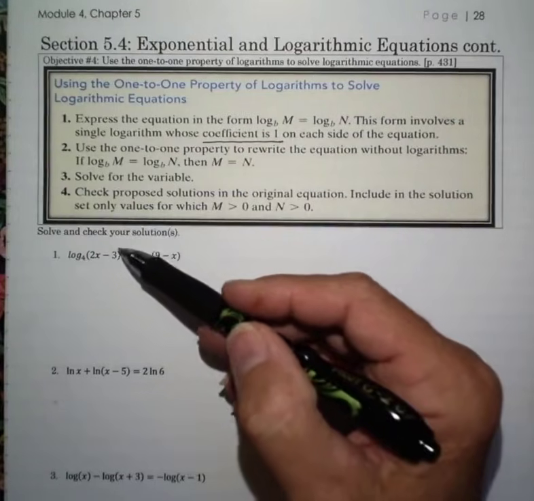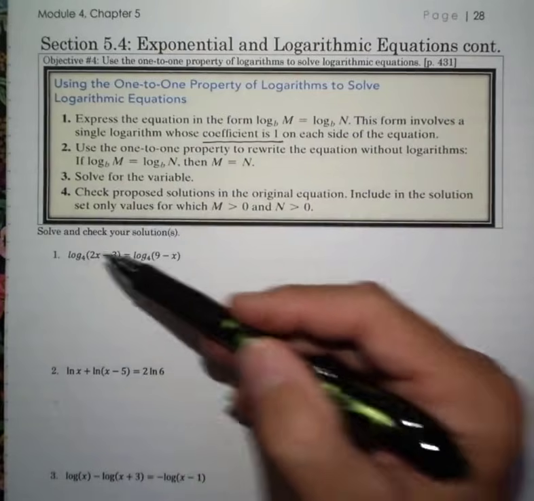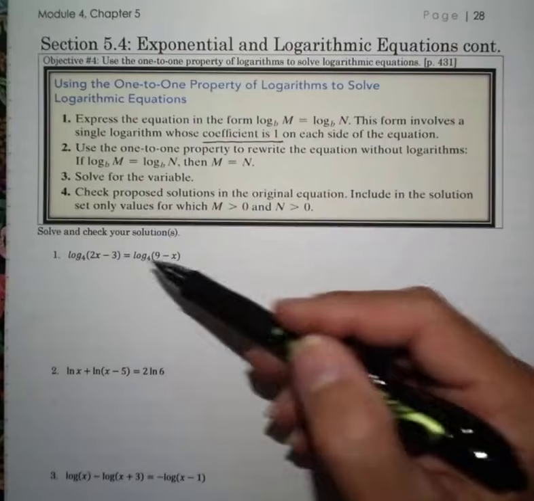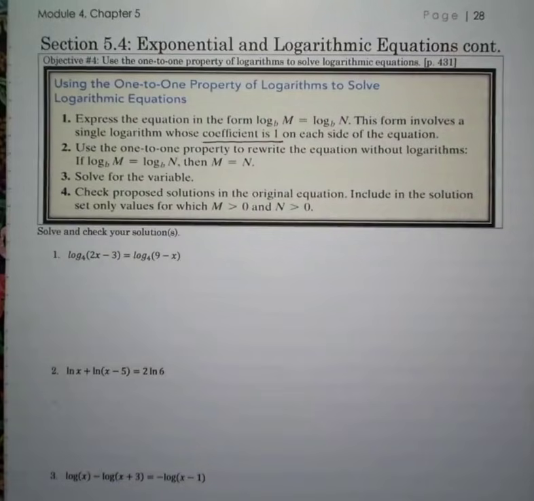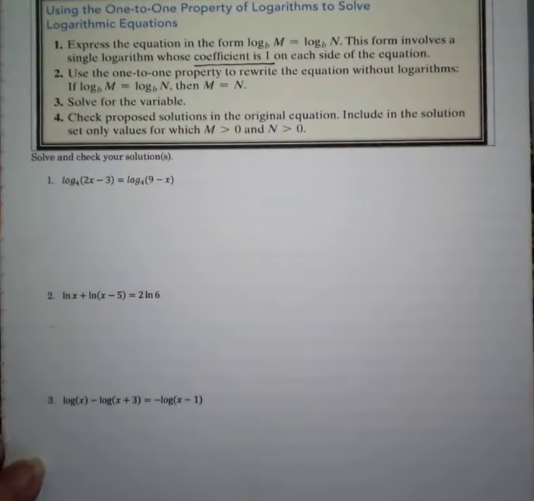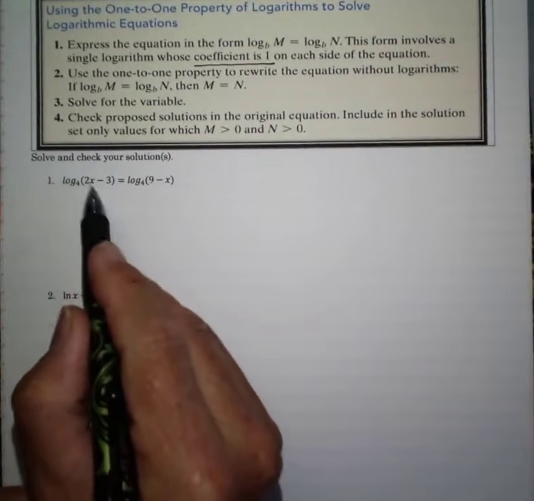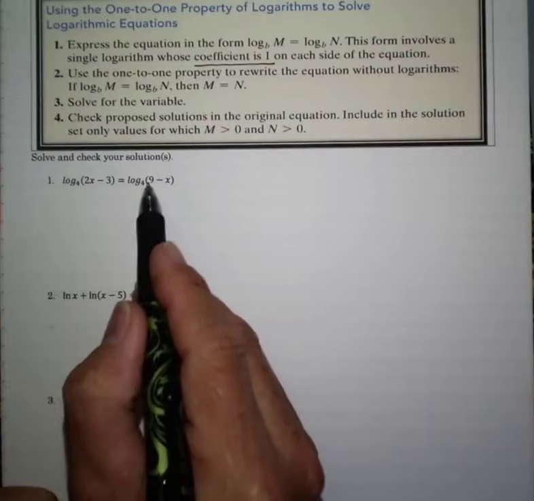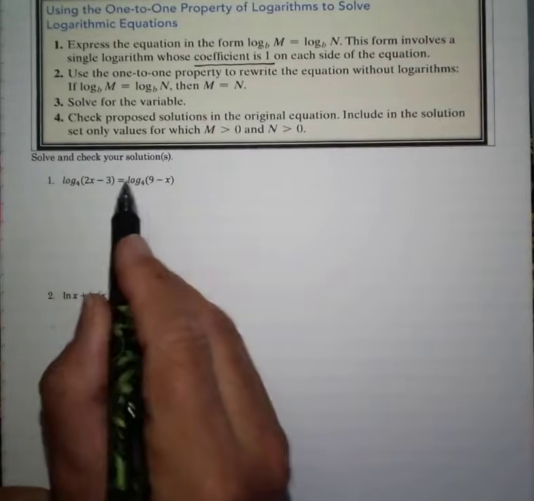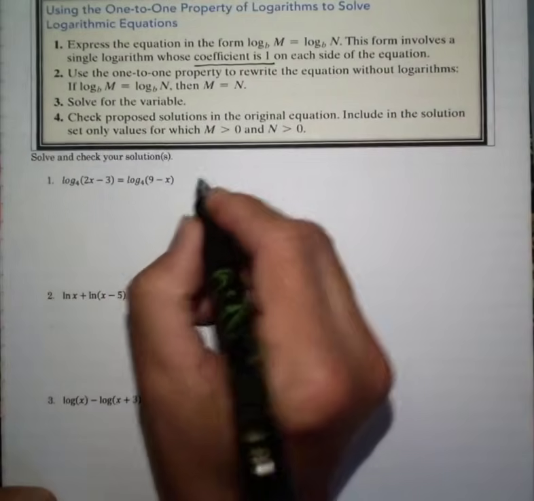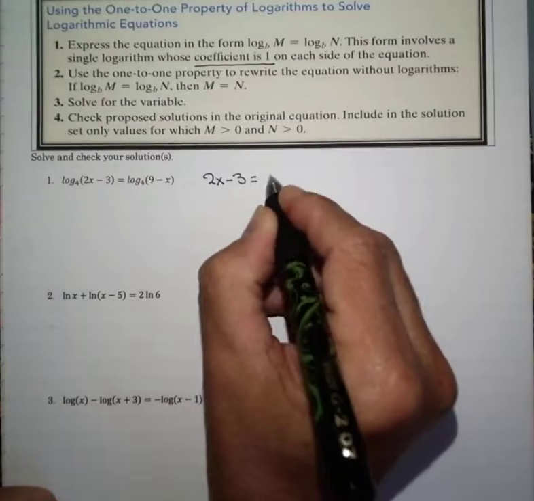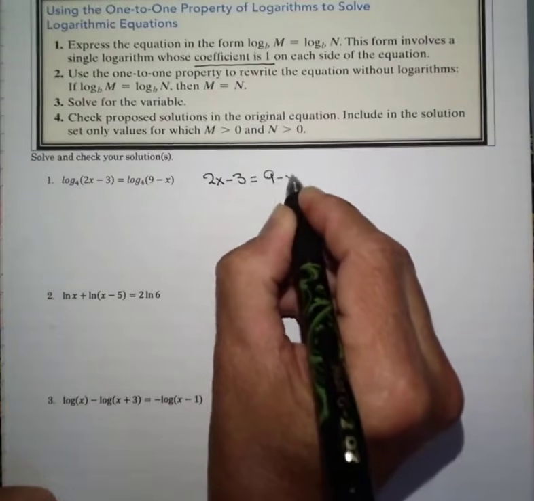What you have to do is put it back in and make sure that you're not causing a log of a negative number in any place that there's a log in the original equation. So let's look at this first one. It says log base 4 of 2x minus 3 is equal to log base 4 of 9 minus x. These are both the same log base with coefficients of 1. So this is simple. All I do is say 2x minus 3 is equal to 9 minus x.